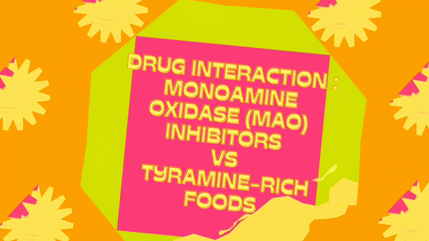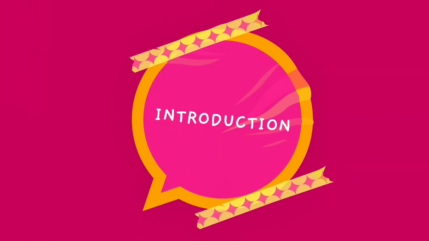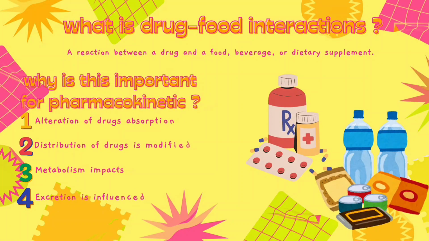Today I'll be presenting to you about drug interaction between monoamine oxidase inhibitor and tyramine-rich food. So we'll start off with the introduction. What is drug-food interaction? It is a reaction between a drug and a food, beverage or dietary supplement.